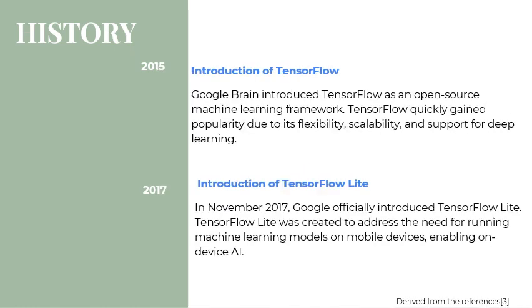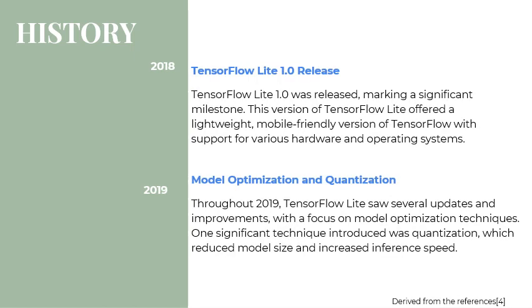In 2015, Google introduced TensorFlow, the open source machine learning framework. And in 2017, Google officially introduced TensorFlow Lite. TensorFlow Lite was created to address the need for running machine learning models on mobile devices, enabling on-device AI. At that time, they specifically developed TensorFlow Lite for mobile devices, not for embedded devices. Now, in 2018, the TensorFlow Lite 1.0 was released, and it was a significant milestone. This version offered a lightweight, mobile-friendly version of TensorFlow with support for various hardware and operating systems.